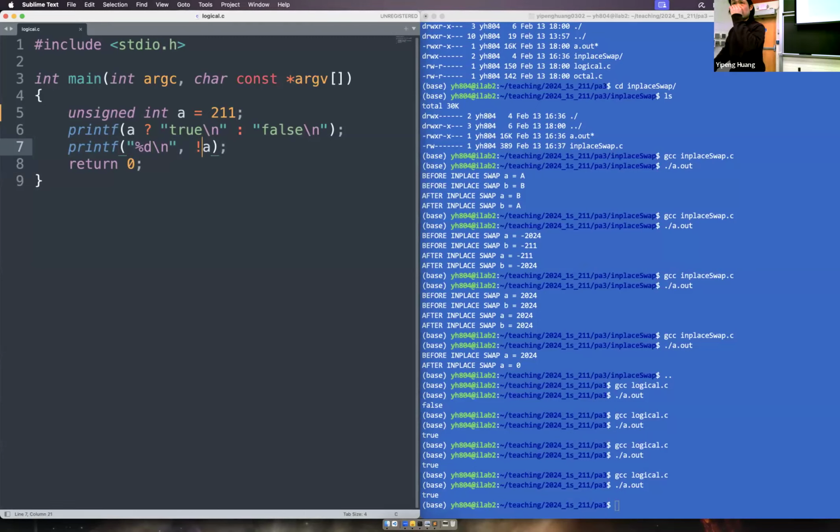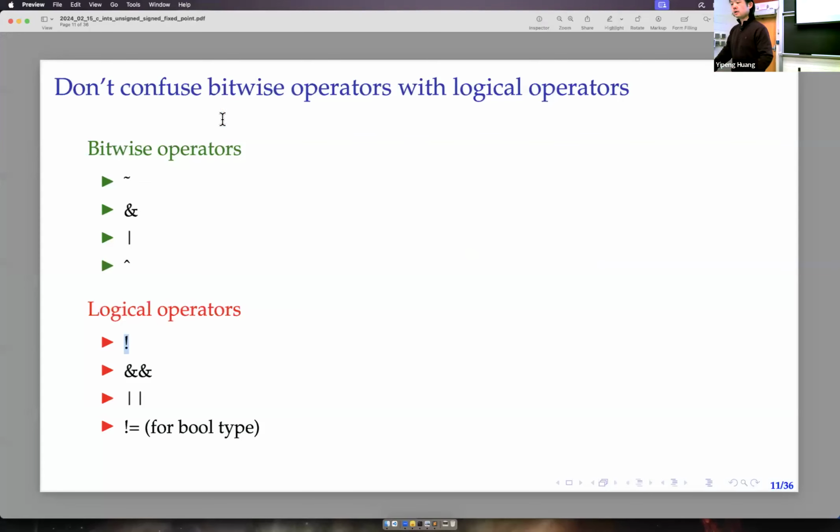So this is the little trap that I want to avoid here. This is what this slide is emphasizing, right? The distinction between bitwise operators and logical operators. So bitwise operators, as the name suggests, will go through the bits of a number and perform the operation on every single bit. So if we applied tilde on 211, indeed, it will go to the number 211 and flip every single bit of 211.